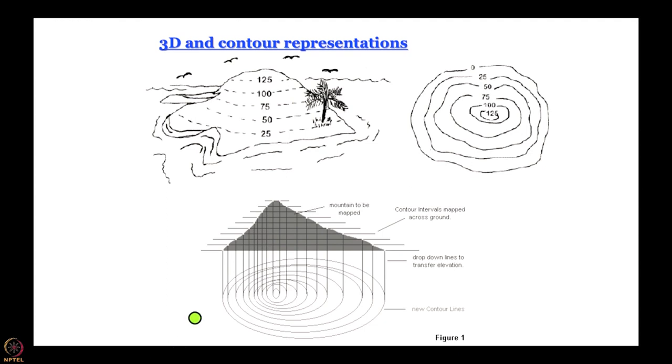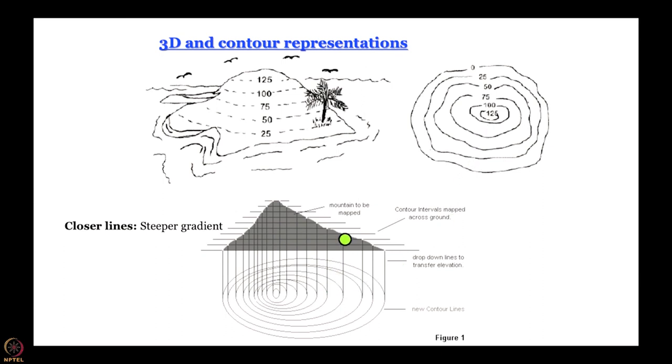Now, one thing that is very important to remember is that wherever the lines are close together, on this side for example, the slope is steeper. Wherever the lines are far apart, the slope is gentler. Because the slope is essentially the vertical displacement between two contour lines divided by the horizontal distance. Now, generally contour lines are drawn in such a way that the vertical displacement between successive lines is the same. So, 0, 25, 50, 75 and so on and so forth.